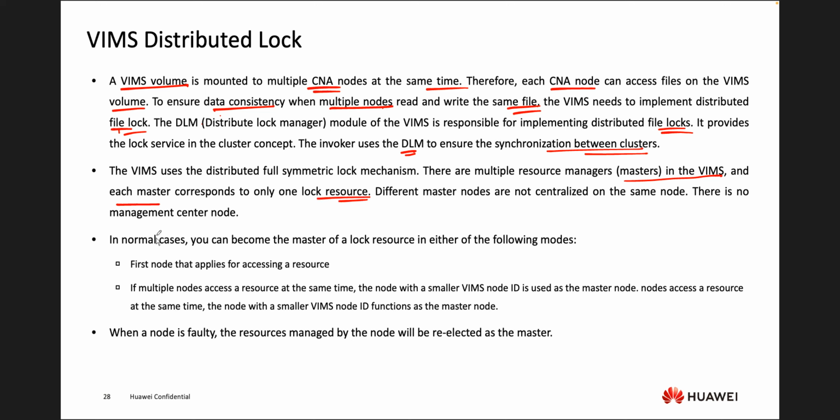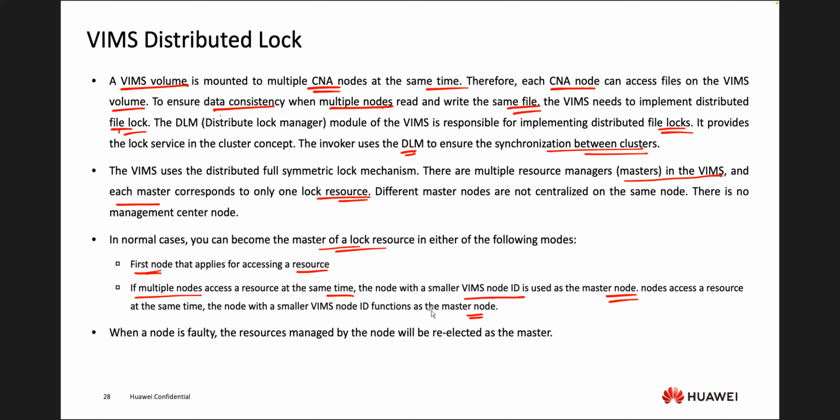So the case is, if you become the master of a lock resource, you're either the first node, right? So the first CNA node is allowed to access the resource. And if multiple nodes access the resource at the same time, the node with the smaller VIMS node ID, so you get an ID allocated, is used as the master node.